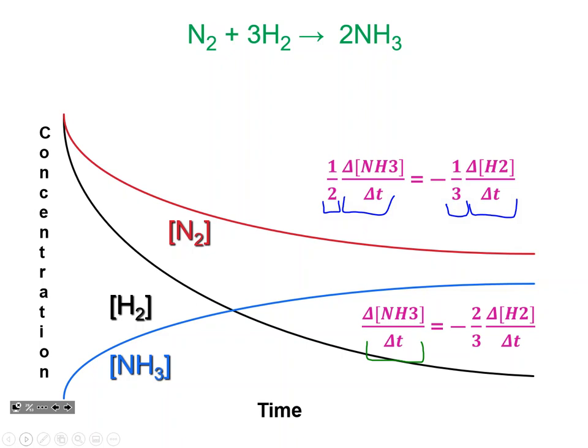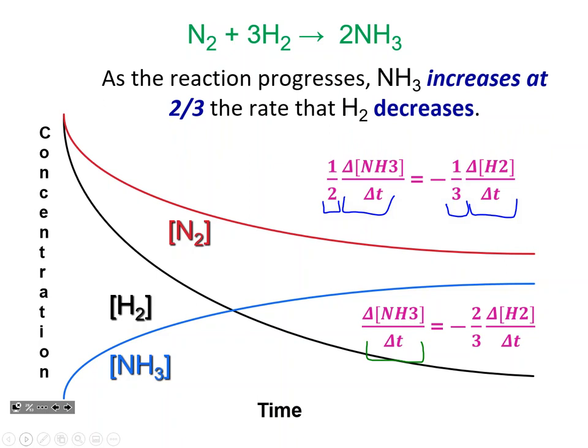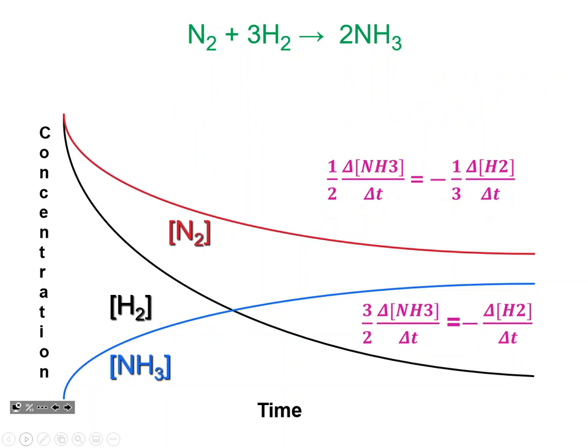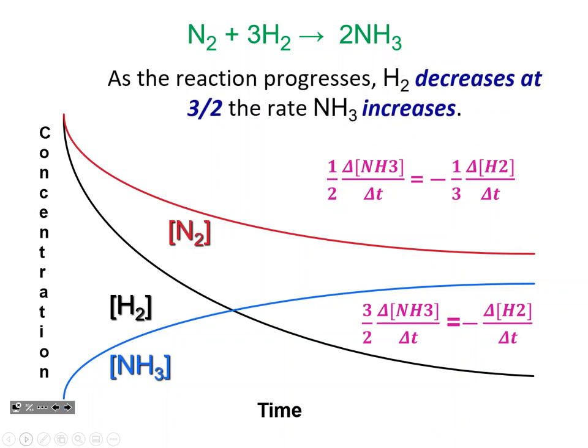Now if we wanted to refer to it in terms of the hydrogen, you would go the other direction. As the reaction progresses, ammonia increases at 2/3 the rate that the hydrogen decreases. Here, the other way, referring to it in terms of hydrogen disappearing: as the reaction progresses, hydrogen decreases at 3/2 the rate that the ammonia is increasing. So the concentration of hydrogen disappears at 3/2 the rate that the ammonia concentration is appearing. As long as everybody can see that, either by the mole relationships in the balanced reaction, by the slopes on the graph, and also by using the rate equations, you can use any of them, whatever's the best way for you to interpret it.